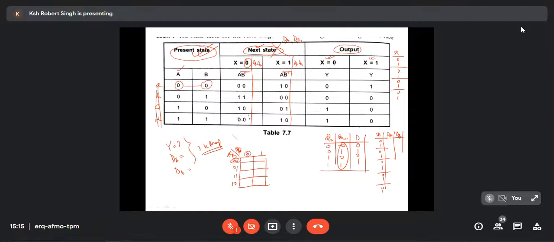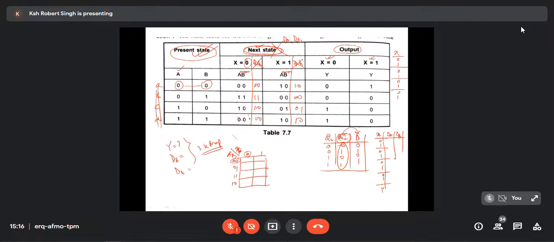But for those who understand the excitation table of D flip-flop, there is no need of writing this again over here. Why? Because from the excitation table, we came to know that D is nothing but the next state. This is the next state. Whatever you are having here, 0, 0, you will come here 0, 0, 1, 1, 1, 0, 0, 0, and then here also 1, 0, 0, 0, 0, 1, 1, 0.